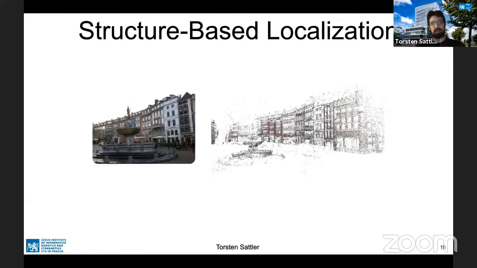And then given a test image, what we want to do is establish correspondences between pixels in the image and 3D points in the scene, the 3D geometry. And once we have those 2D-3D matches, we can do pose estimation using classical algorithms, minimal solvers on the perspective-n-point pose problem.